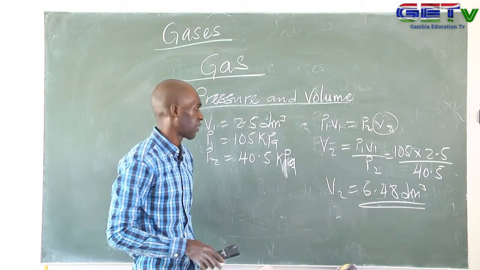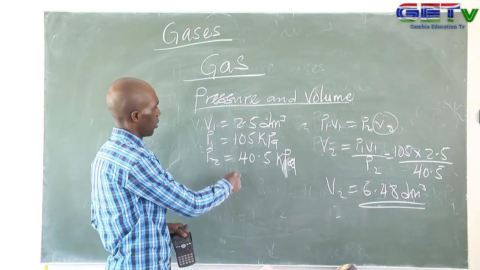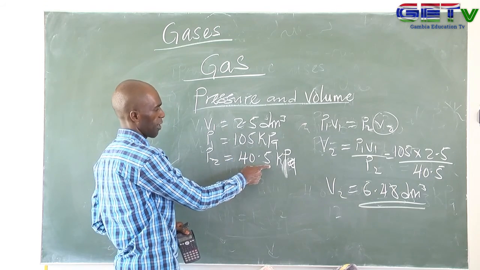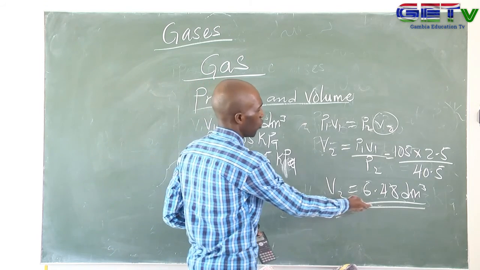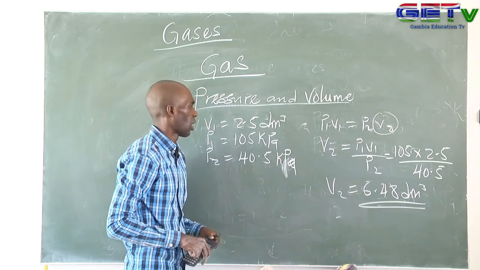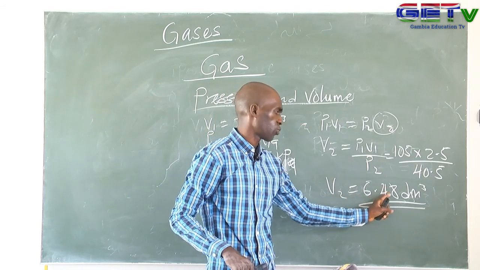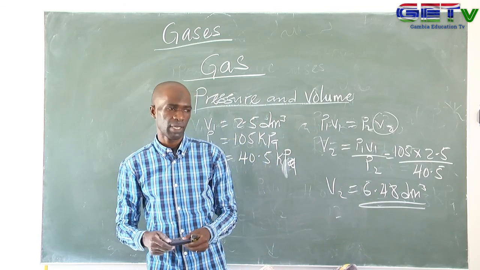So let's look at this answer. Pressure has reduced from 105 to 40.5. So obviously, volume should increase. And here, volume is 2.5, and it has increased to 6.48. So the answer makes sense.